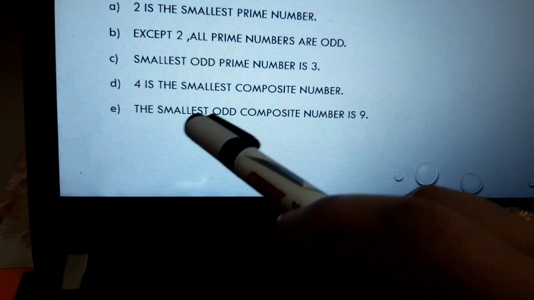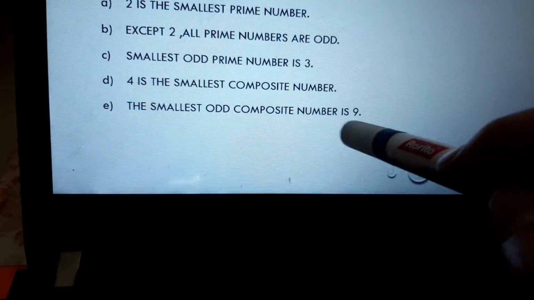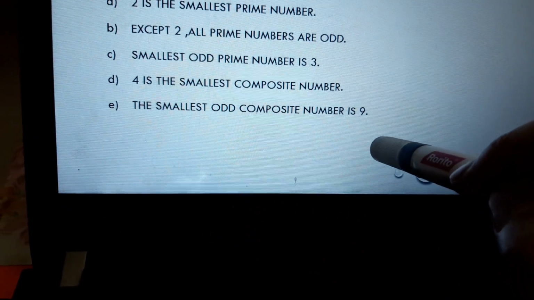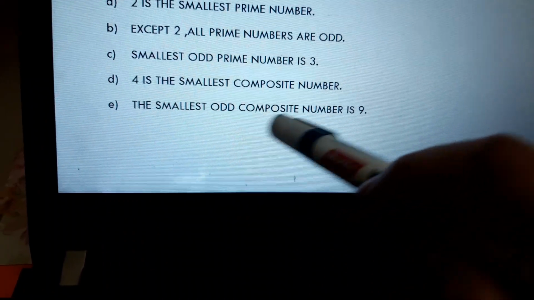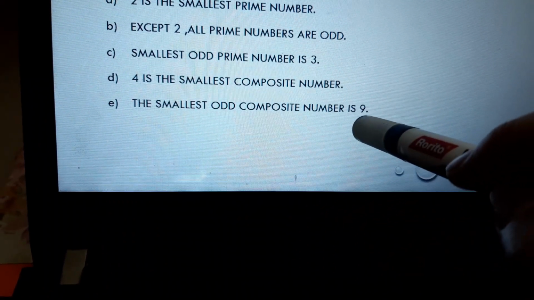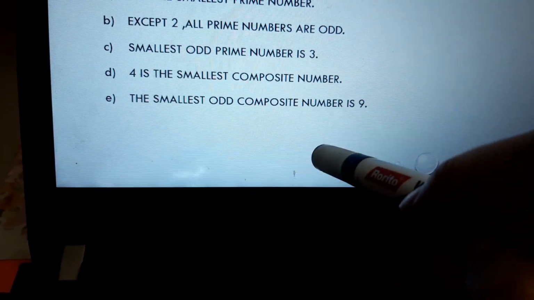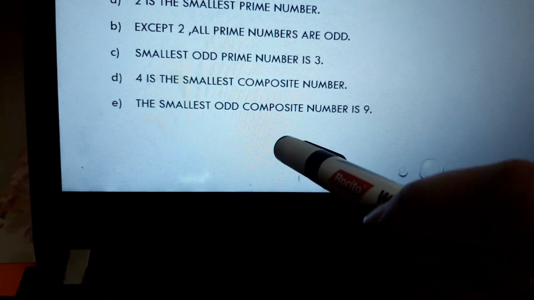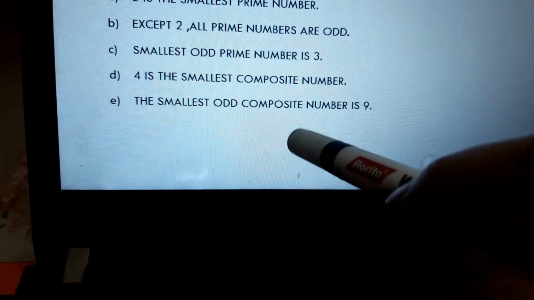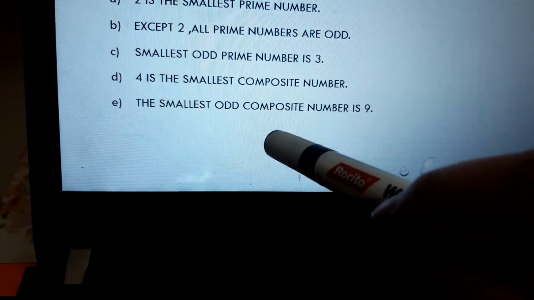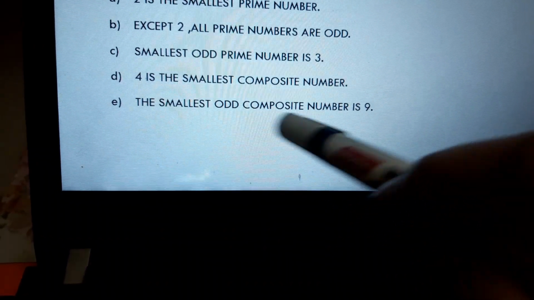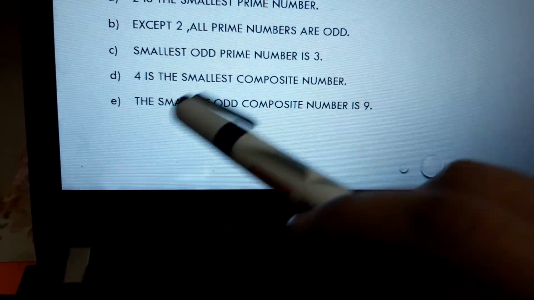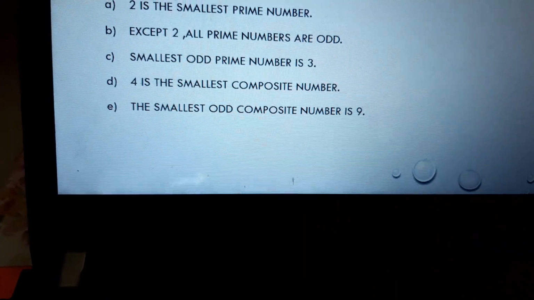Fifth, the smallest odd composite number is 9. After 4 we have 5, which is a prime number. Now 6 is an even number. 7 is a prime number. 8 is again an even number. So 9 is the odd number which is composite. So the smallest odd composite number is 9.